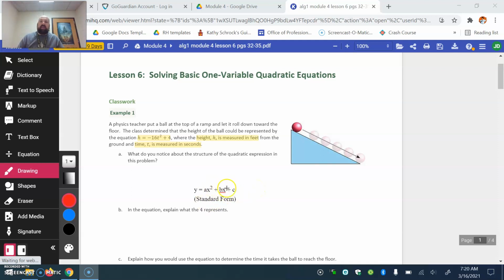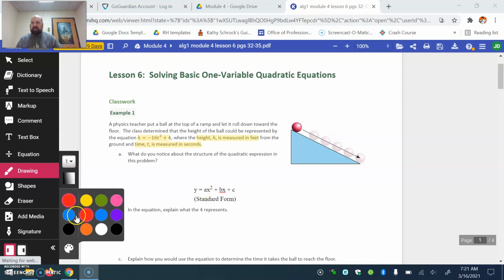So this is a standard form of a quadratic equation: y equals ax squared plus bx plus c. What do you notice about the structure of the quadratic expression in this problem? It's very similar, except there's a middle term that is missing. Obviously, we also have a negative coefficient for a.